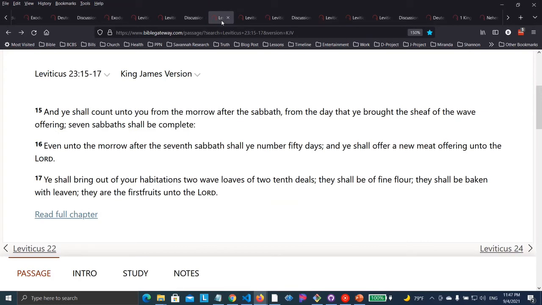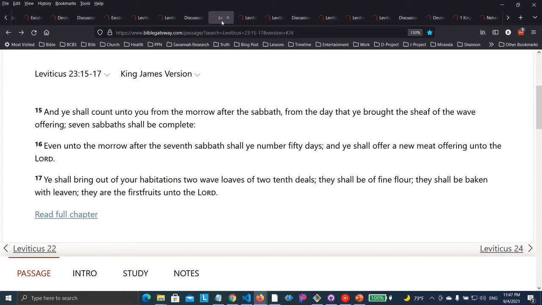Now we're going to talk about the next one, the one with the wheat. Leviticus 23:15-17. You're counting from the morrow after the Sabbath, from the day you brought the sheaf for the wave offering, 7 Sabbaths shall be complete. On the morrow of the seventh Sabbath you shall number 50 days, and you shall offer a meat offering to the Lord. You shall bring out of your habitations 2 wave loaves of 2 tenth deals. It shall be fine flour, baked with leaven. They are first fruits unto the Lord.